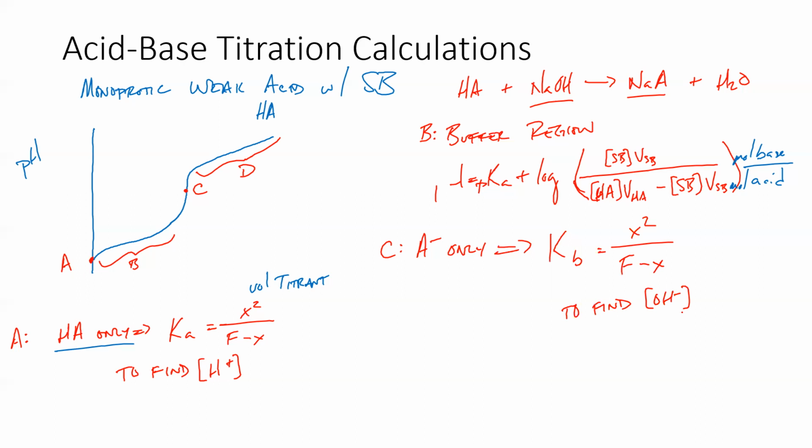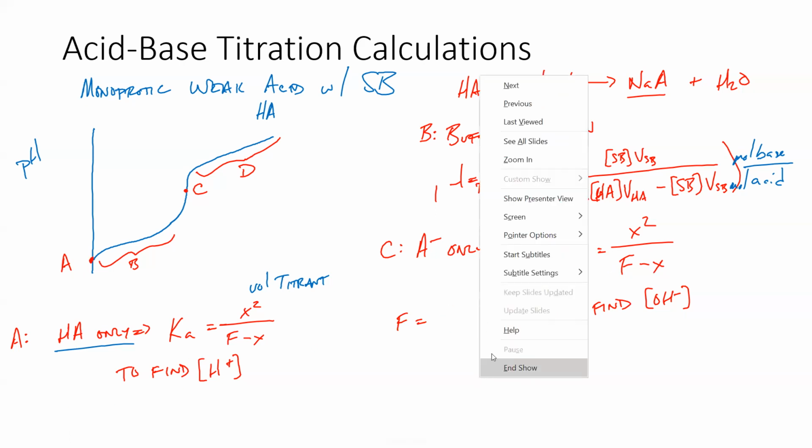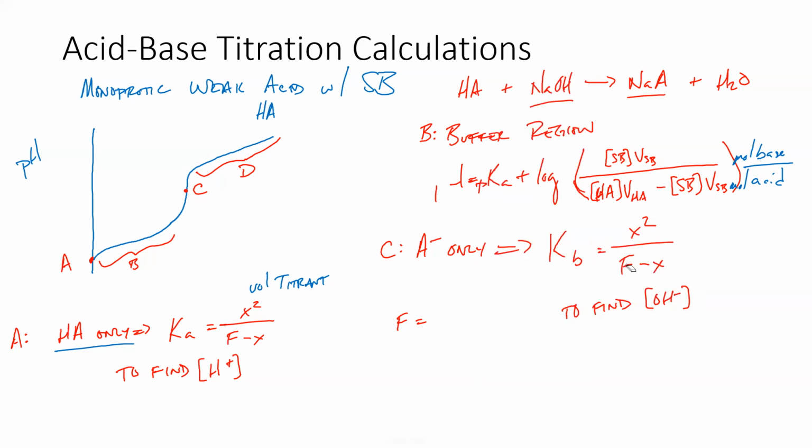Now at point C, at this equivalence point, we need to be careful about how we calculate this formality. What is it the concentration of? Because we have to take into account the fact that the concentration of the weak base is different than the concentration of the weak acid at point A. And so the F here, let me call it not F. How about that? I'm going to erase this F.